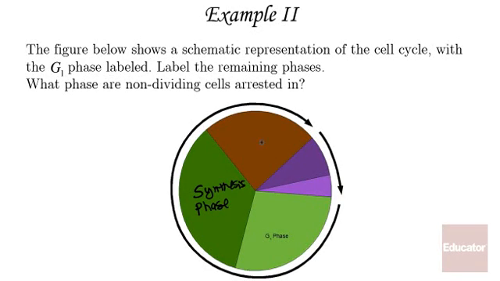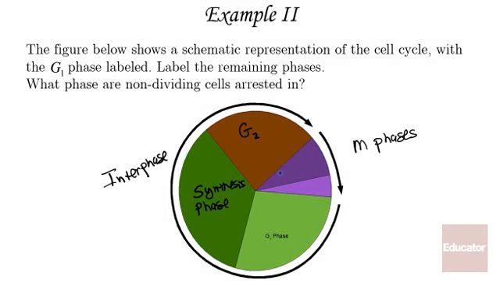The next phase is G2. This is a second gap phase, gap 2, and during this phase, growth continues. All of these 3 together are known as interphase. Remember, the cycle spends the vast majority of its time in interphase, about 90% of the time. Then the other 10% of the time is spent in M phase, the mitotic phase.